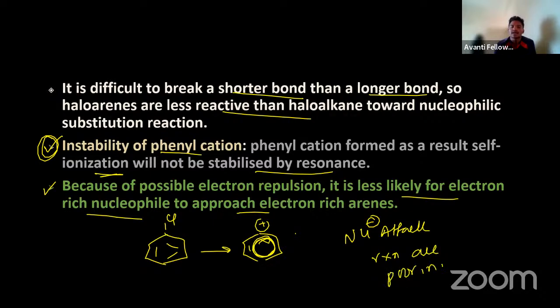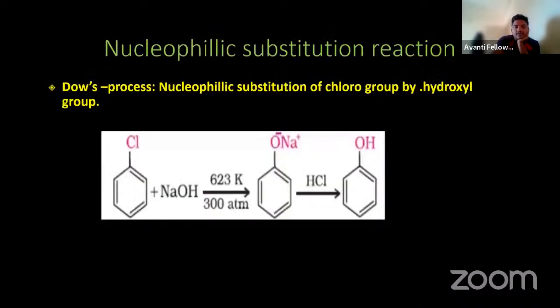What we are talking about is why the nucleophilic attack, or we can say the reactions, are poor in aryl halides. Why are they poor? One reason, they are getting partial double bond character. Second, sp2 hybridization. And third, self ionization of phenyl. These are some of the reasons for not favoring nucleophilic substitution reaction, but still there are some compounds which can favor nucleophilic substitution reaction.